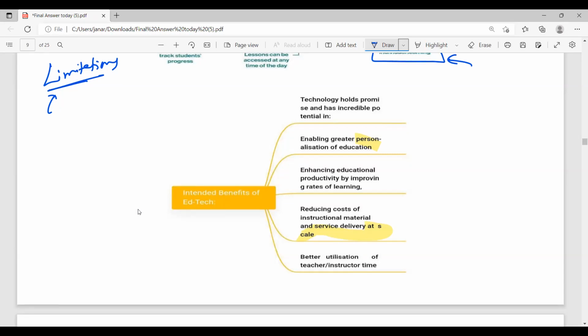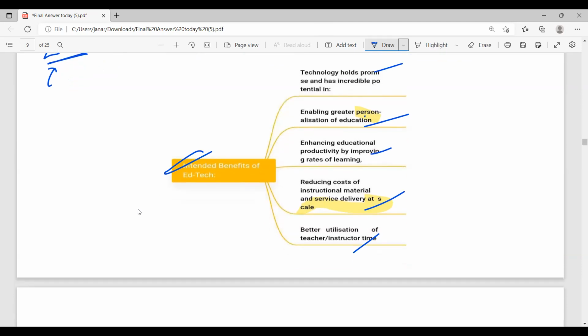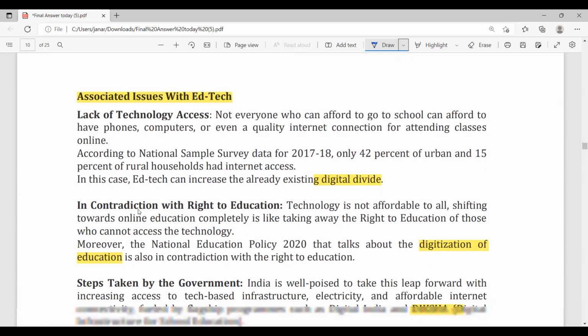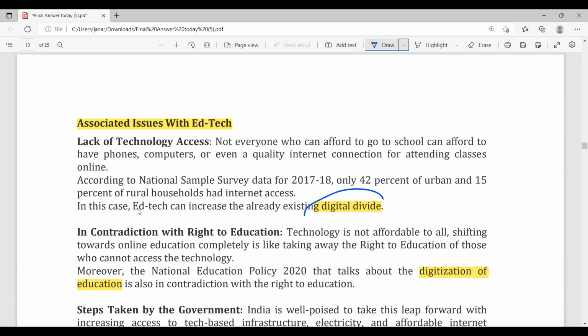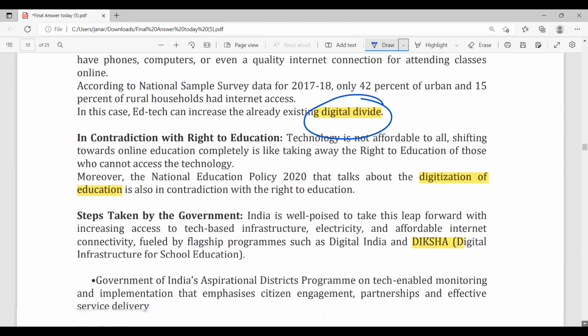Intended benefits of EdTech, no doubt: personalization will be happening, service delivery will be better. Issues: the digital divide, smartphone connectivity. We have to depend on huge imports, no doubt. Our electronics manufacturing is not developed much, so we have to depend on that. We are still focusing on it, but unfortunately we have not been able to achieve that.